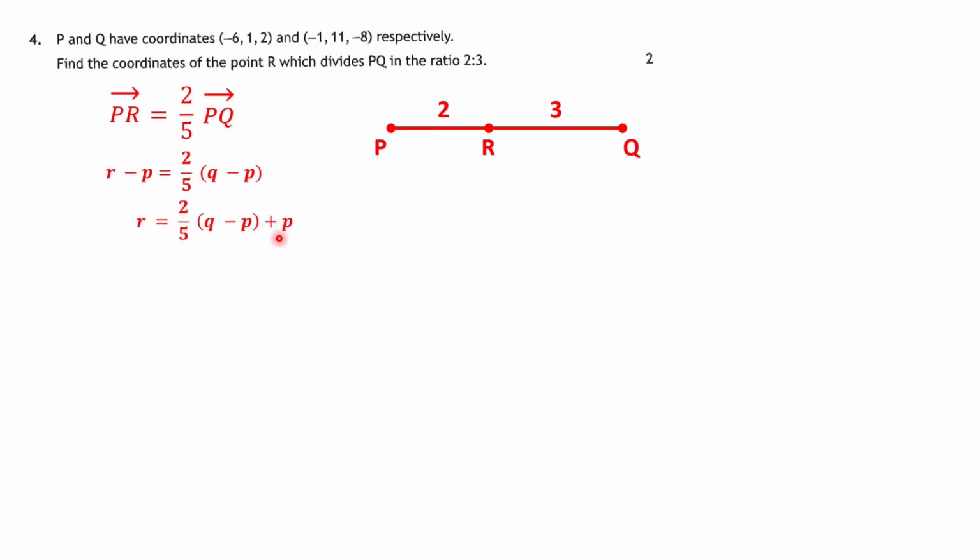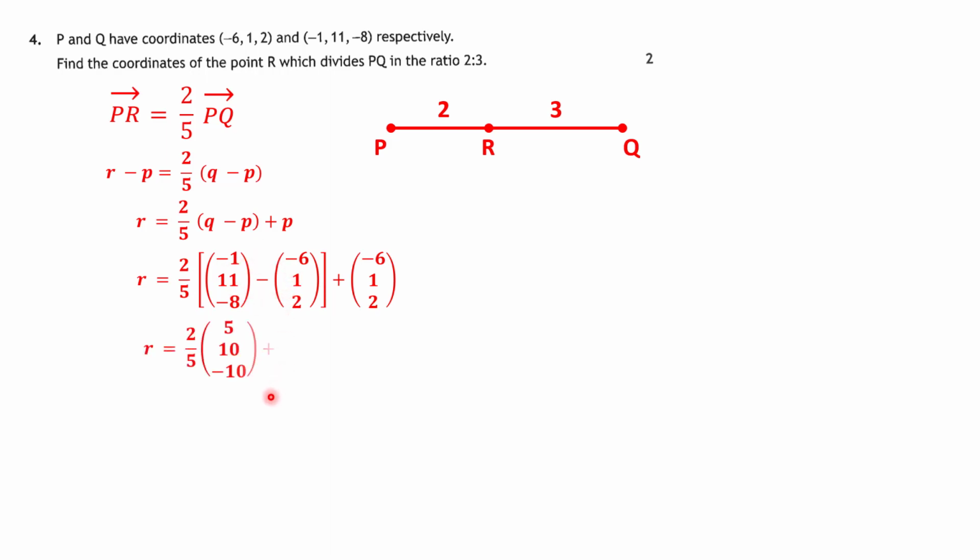There's what we get, it just becomes plus P. Now we put the vectors in. The position vectors come from the coordinates. So we just go 2/5 of the position vector Q, take away P, and then we add P at the end. But these two things have got to be multiplied by 2/5 once you make them one vector here.